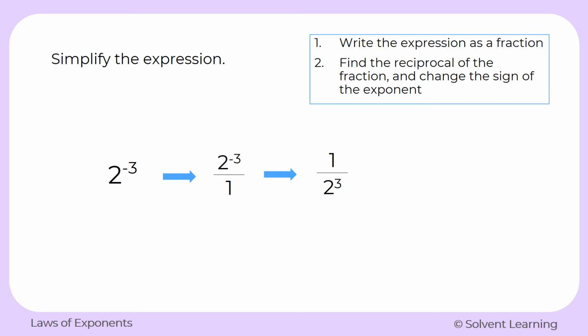Now, we could stop here, but since the directions are telling us to simplify the expression, we want to make sure that it's simplified as much as it can be. So we can simplify that denominator more by actually figuring out what 2 raised to the third power is, which is 8. So by simplifying it, our final answer is now 1 over 8.